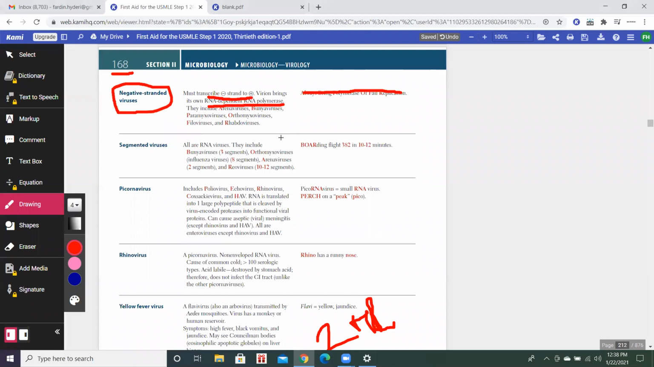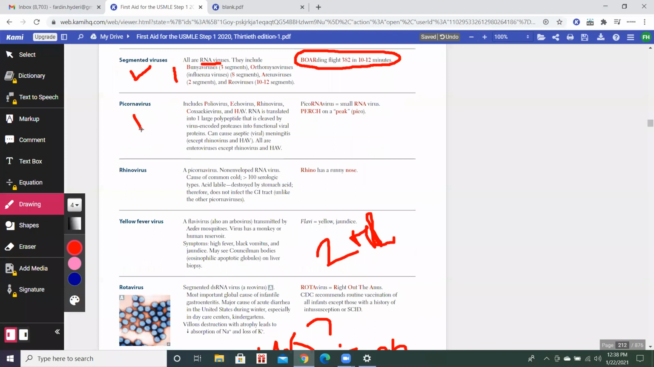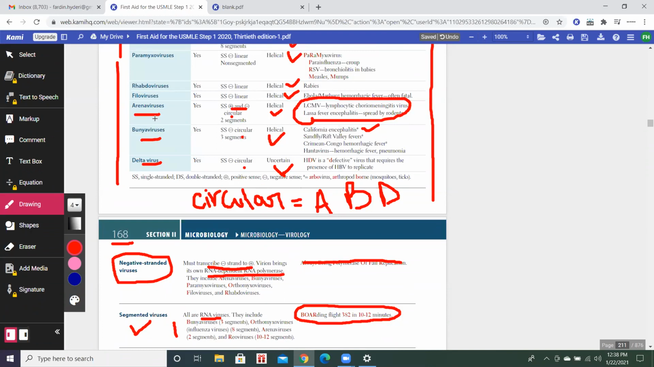Okay. Next one is segmented virus. Do we need to learn about this again? We already learned it in 10, 12 minutes. So these are all RNA viruses. We already talked about this, so we can skip it. Let's go to picornavirus. First of all, can anyone tell me the mnemonic for picornavirus? What is the mnemonic for picornavirus?